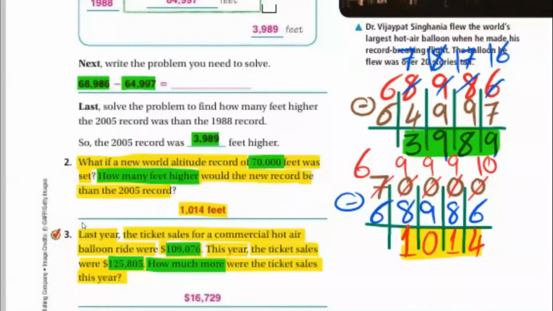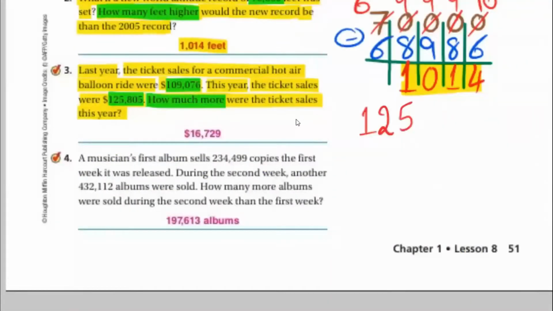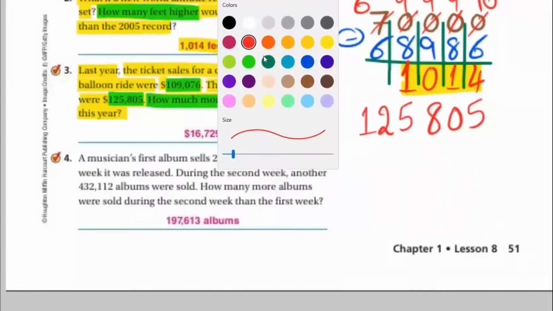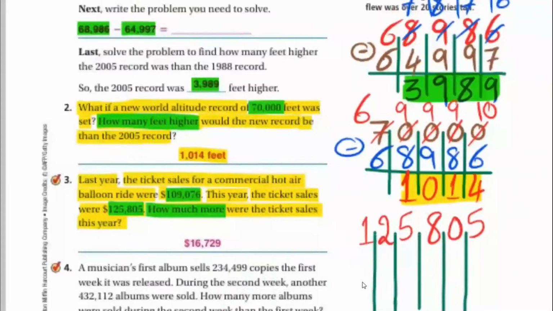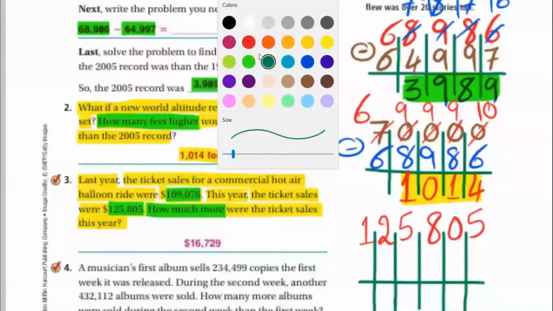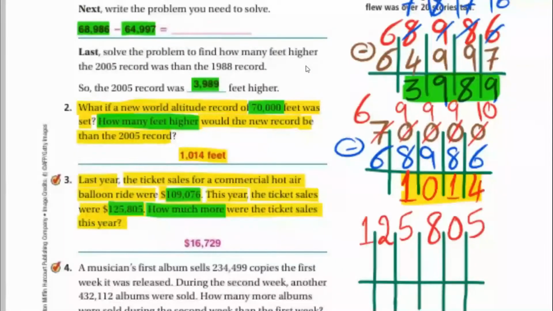Let's start with the big number, 125,805. And after that, let's divide it. Okay, after that, let's write the next number. Let's start with the ones place here, which is 6, and then 7, and 0, 9, and 0, and 1.